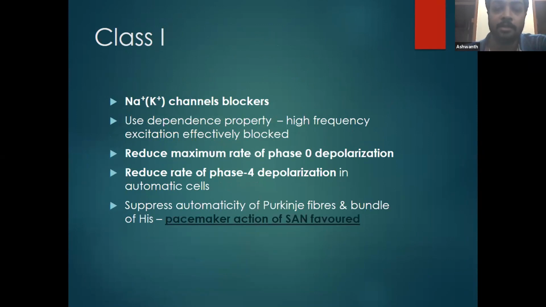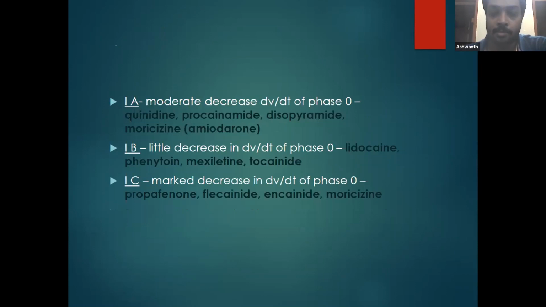So let's look at the class 1 drugs. Class 1 drugs are sodium channel blockers, and a few also have potassium channel blocker action. They have a use-dependency property, and high frequency excitation is effectively blocked. They reduce the maximum rate of phase 0 depolarization, reduce the rate of phase 4 depolarization and automaticity of cells, and suppress automaticity of Purkinje cells and bundle of His, thereby favoring the sinoatrial node pacemakers. They are subdivided into class 1A, 1B, and 1C.